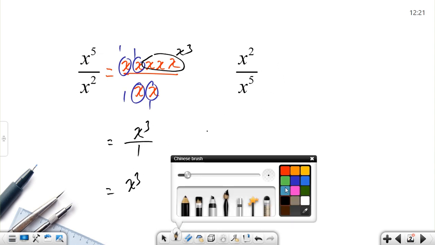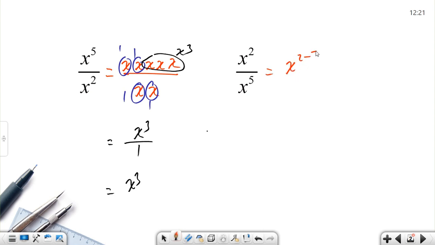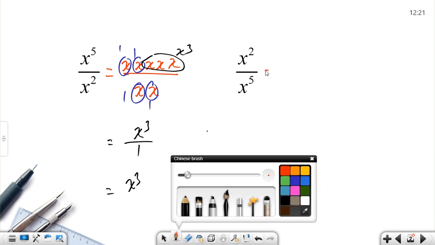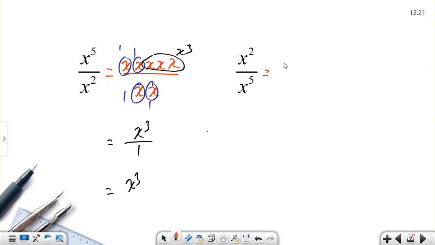Look at that one. How can we solve it? Again, this time 2 minus 5, x power of negative 3. So it will be x power of 2 minus 5. It's equal to x power of negative 3. It's equal to 1 over x power of 3. Yeah, it's a long process. Let's clean that one and continue. Let's show how it works.